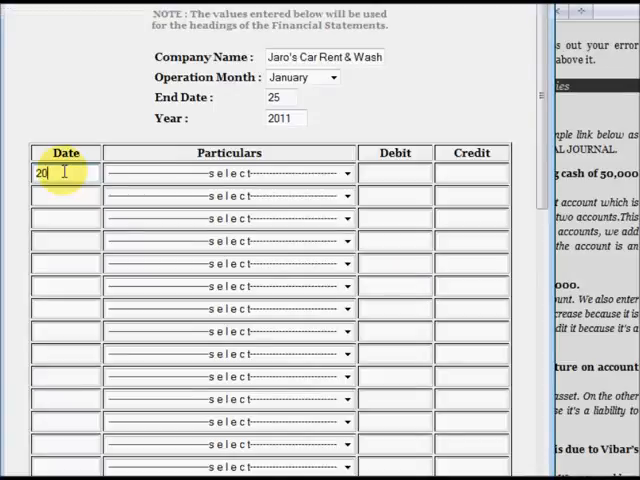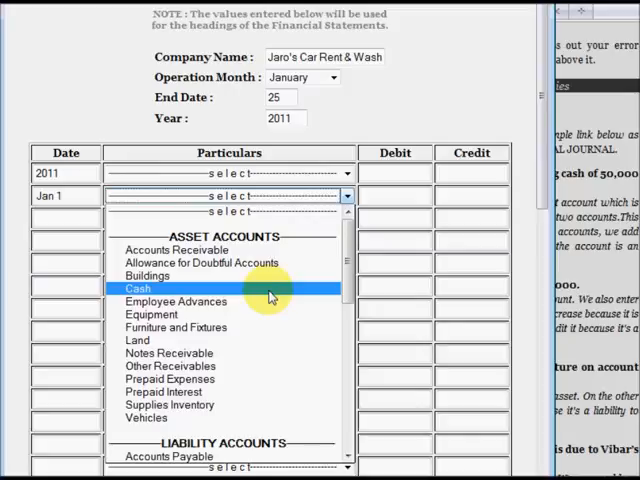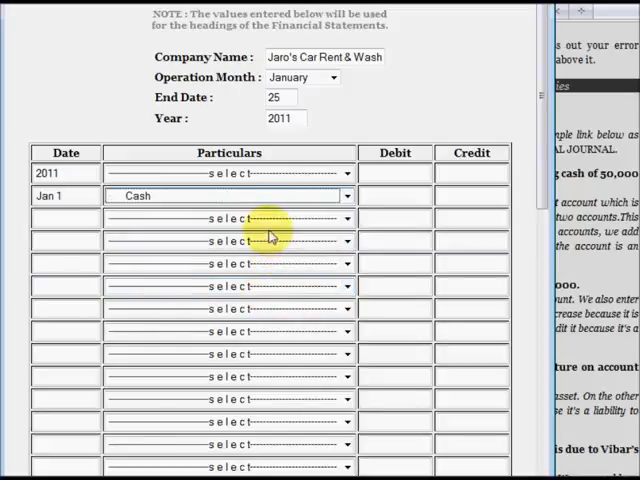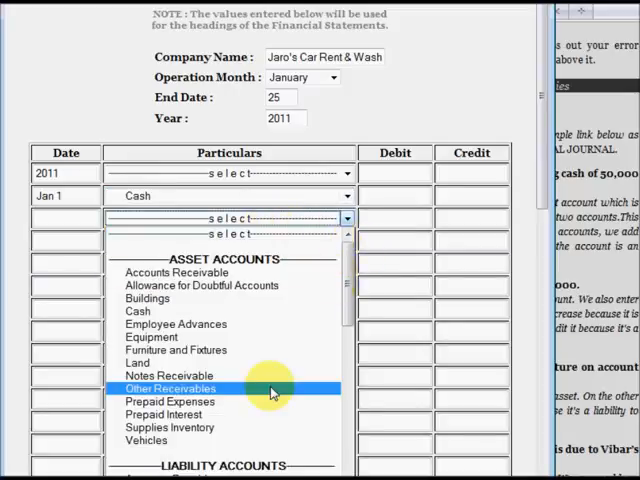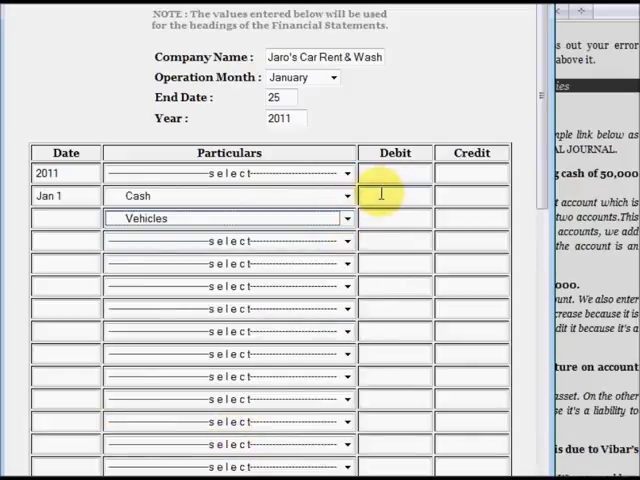First we enter the year and the month and the date of the first transaction, which is 1. Then we put cash and cars. In this case we put vehicles.